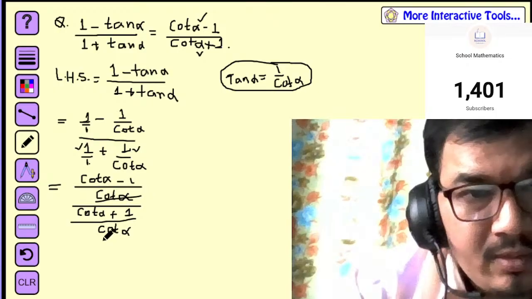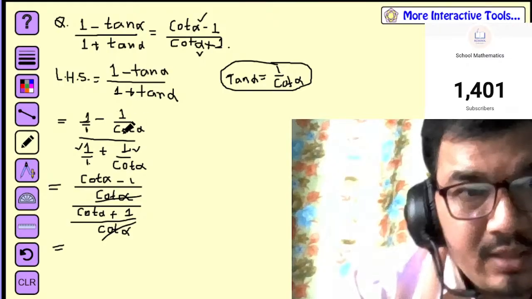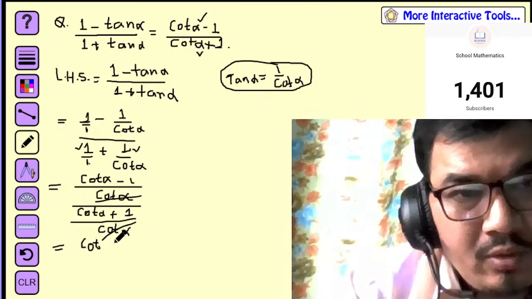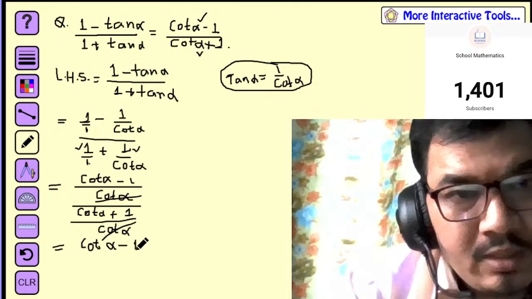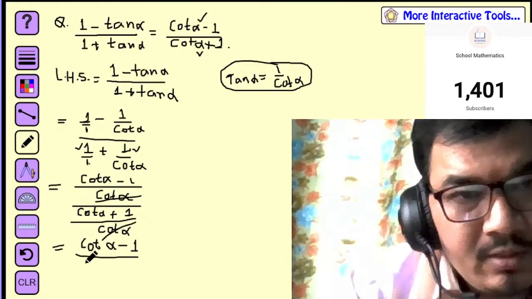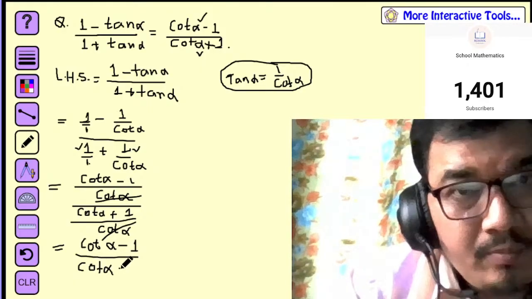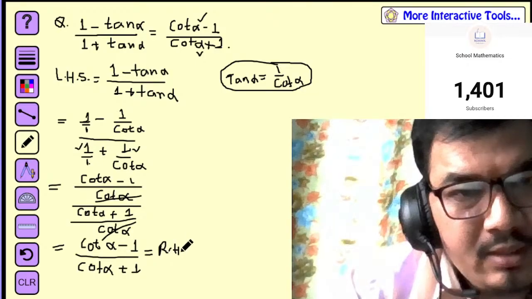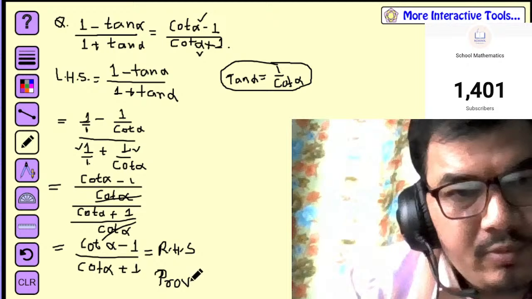Now we can cancel this cot alpha, this cot alpha, and the result is there, okay, answer came, that is given on the right side: cot alpha minus 1 whole upon cot alpha plus 1. This is the result that we need to bring, which was given in the right hand side. Then we have proved it. Our question is proved. Right here it is proved.